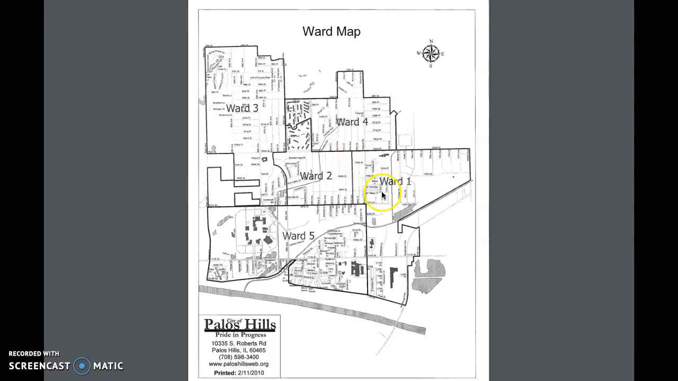And if you're familiar with the area, you have Roberts Road right here. This is Moraine Valley right here. This is 111th Street. And Palos Hills goes as far north as 95th Street in one area here. So the 2 aldermen represent this area, and 2 represent this area, 2 this area, 2 in this area, and 2 in this area. And what you want is to make sure that there are pretty much the same number of people living in each ward.